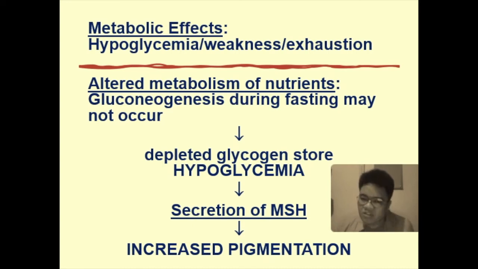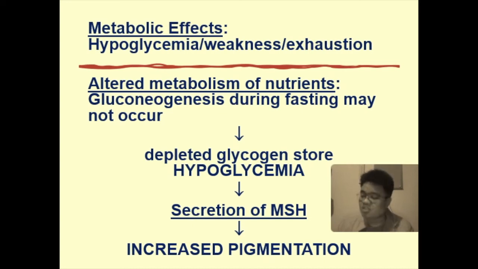Now, because of the altered metabolism of nutrients, your gluconeogenesis during fasting may not occur. So when I say gluconeogenesis, remember this is the coping mechanism or the strategy of our body to form glucose from other substances such as your amino acids. But if your patient is having Addison's disease, gluconeogenesis might not occur because of the lack of these hormones. That would lead to the depleted glycogen store, which later on leads to hypoglycemia. So because of the hypoglycemia that your patient is experiencing, there will be a secretion of your MSH.